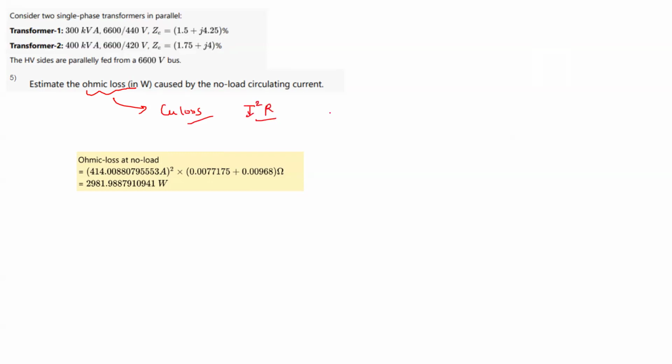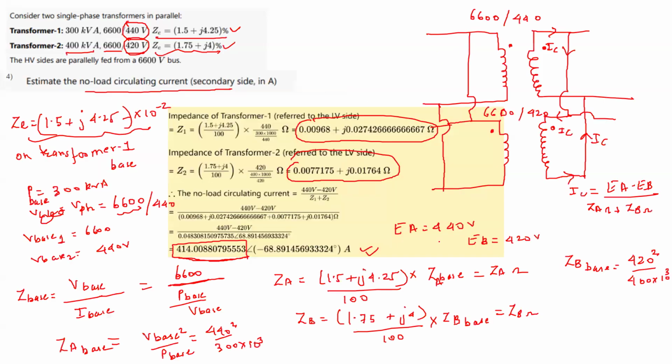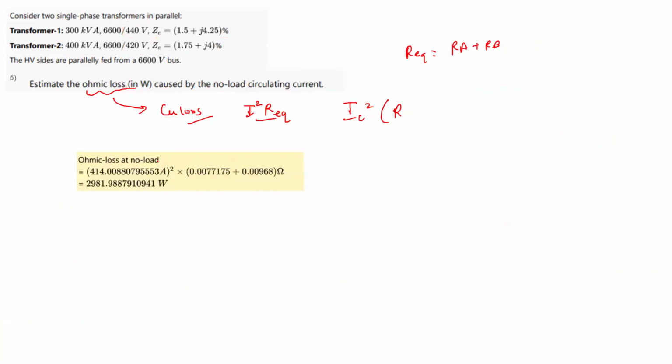Here we know the circulating current, so this will be your IC square. And what is the R equivalent? R equivalent here is RA plus RB. The circulating current is flowing like this, so it experiences both RA and RB in the series path. There will be IC square RB losses and IC square RA losses. If we add the two losses, we get the total loss. This is in watts.